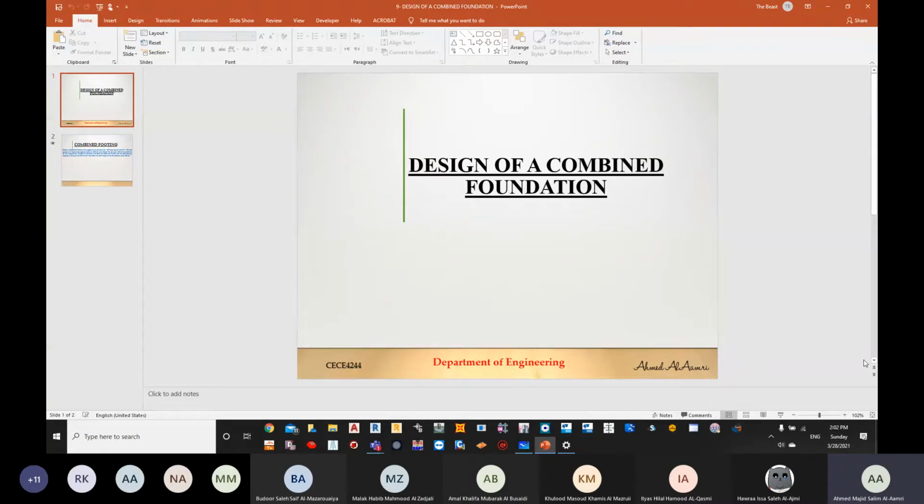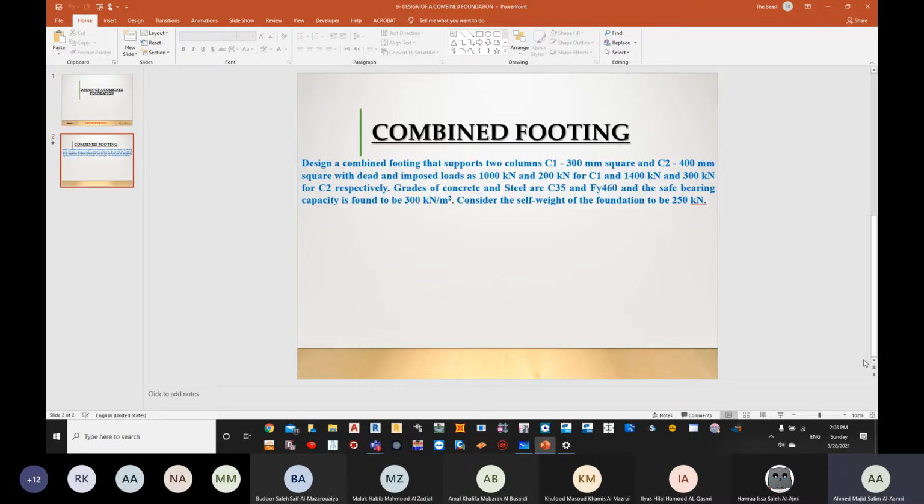We need to locate the center of gravity for the combined foundation, and accordingly we are going to design, or at least calculate for the bending moments. If you got your bending moments, then the other steps are going to be easy for you, where you get the values of K, get the values of Z, and then AS. So the same process, whatever you have done in isolated foundation, is going to be followed in combined foundation. The main difference is in how you calculate the bending moments, and we are going to see this today, inshallah. I have brought for you one question which we are going to solve.